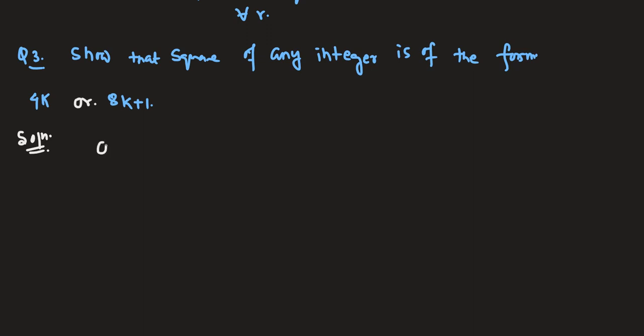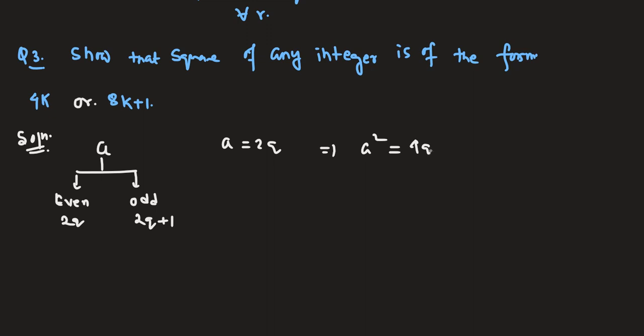Let a be any integer, so this will be either even or odd. If it is even, we can write it in the form 2q. If it is odd, then we can write it in the form 2q plus 1. So case 1, when a is equal to 2q, we can write a square is equal to 4q square, that is 4k, for some integer k.